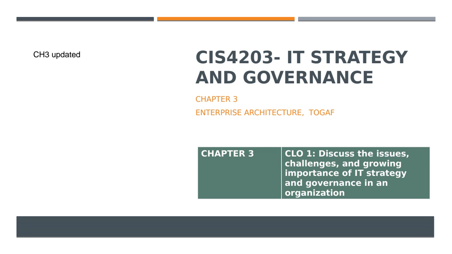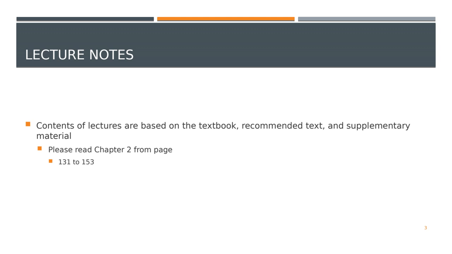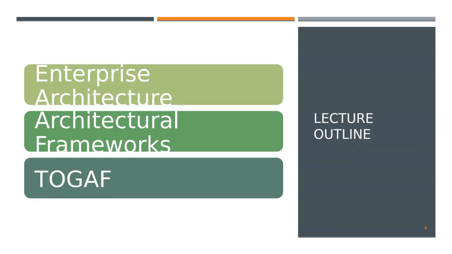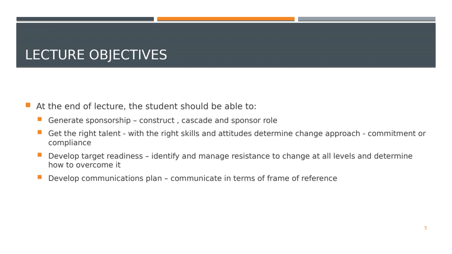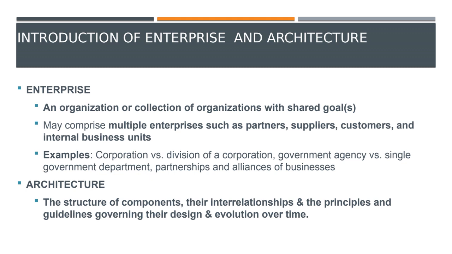Okay, this is chapter 3, the updated slides, and we will cover enterprise architecture, TOGAF, okay? So first we will understand what is architecture. Before that, let's define what is an enterprise. What is an enterprise? An enterprise is an organization or collection of organizations with a shared goal or goals. Okay?